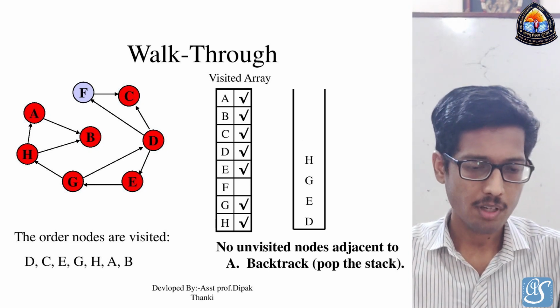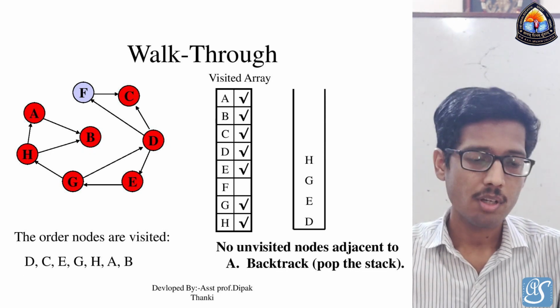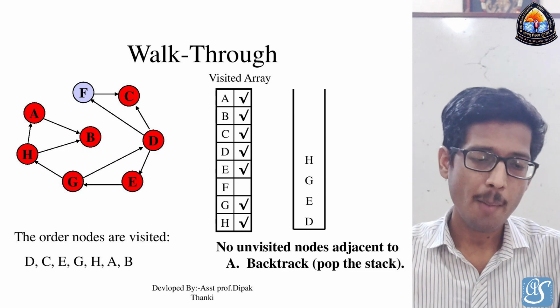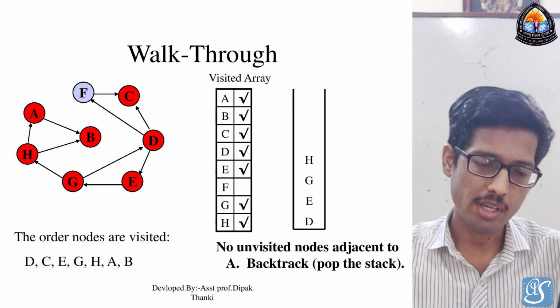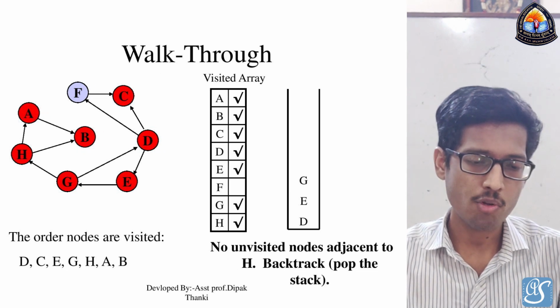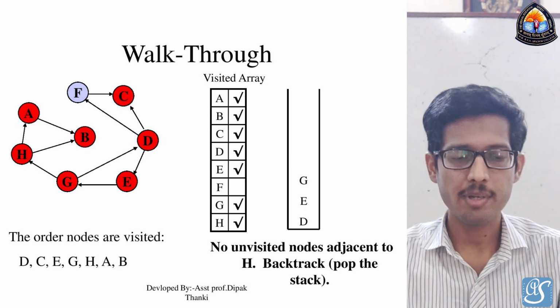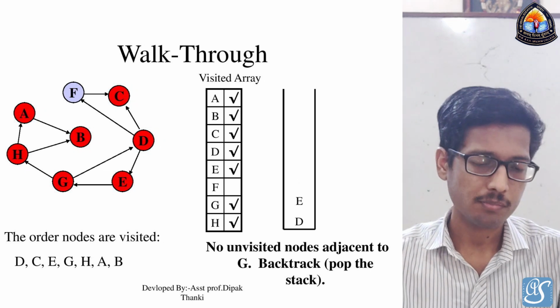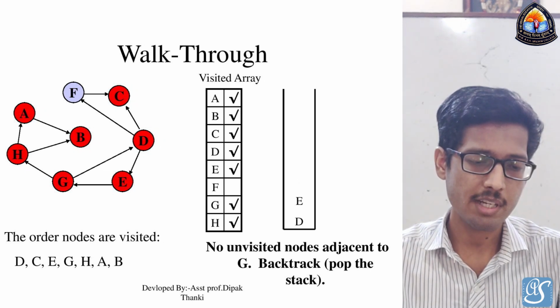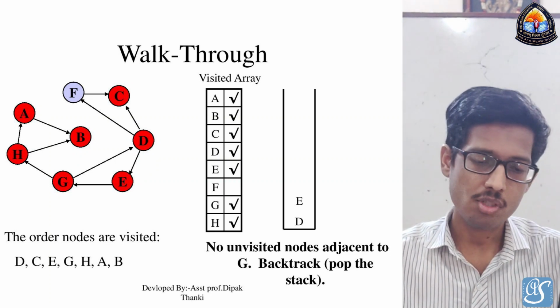Then next slide, again no unvisited nodes adjacent to A. Now we are considering backtracking again, pop the stack. So here we are removing A. Then the same scenario repeats: no unvisited nodes adjacent to H. So backtracking again, pop the stack. Then the same for G: no unvisited nodes adjacent to G, again backtracking, deleting the element, pop the stack.